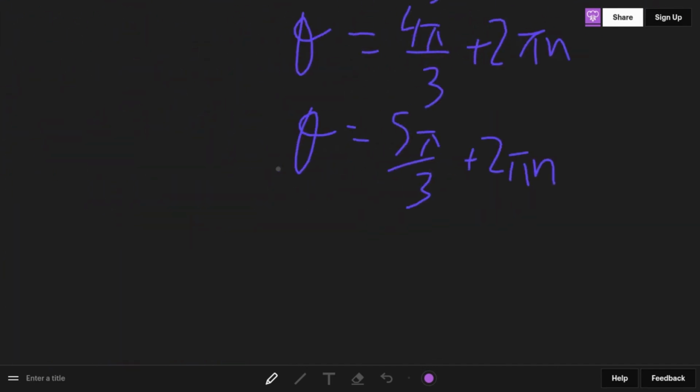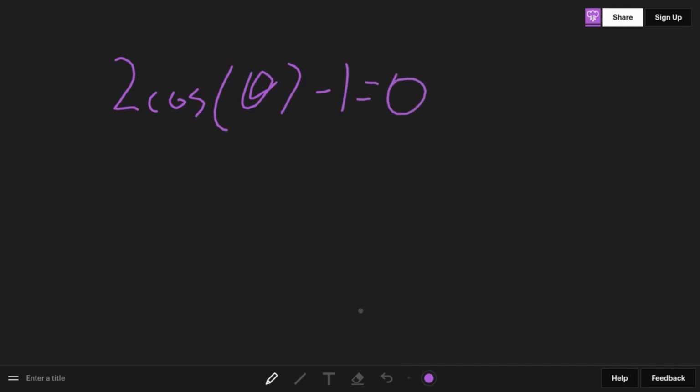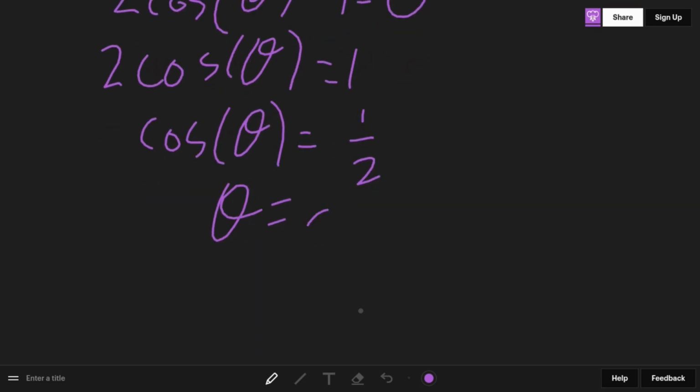Now let's do another problem. Say I have 2 cosine theta minus 1 equals 0. Again, first I'm going to add 1 to both sides. So that gives me 1. Then I'll divide by 2, equals 1/2. So I want to find when arc cosine of theta gives me 1/2.